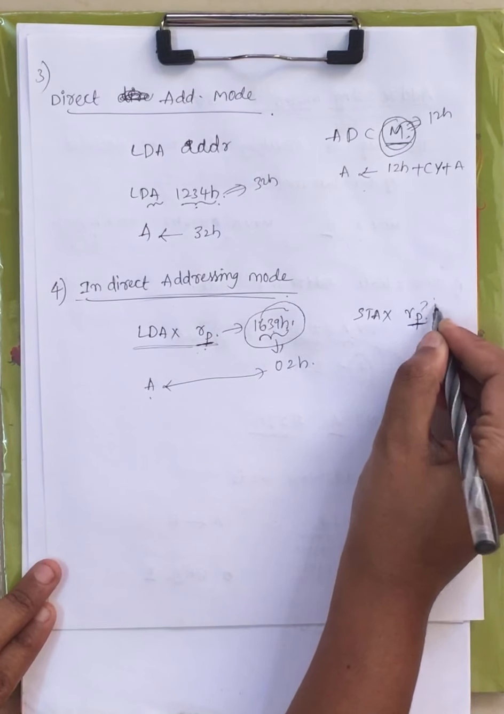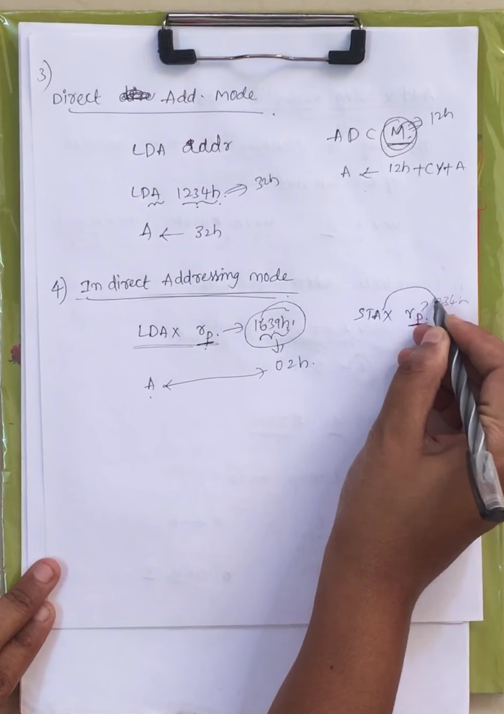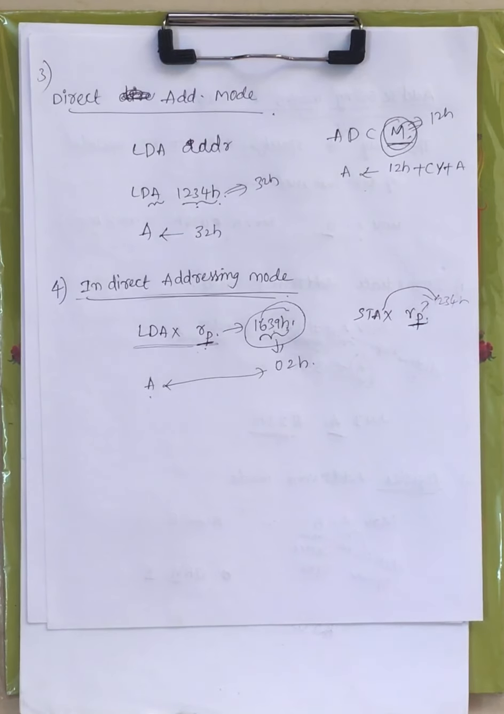Now RP will point to some memory location, 1234H. To this you are moving the accumulator contents, right? Indirectly you are specifying the memory location. Here one of the operands is a register pair that is pointing to a memory location. Since we are indirectly pointing to a memory location by a register pair, that's why it is called indirect addressing mode, right? Now this is about your fourth addressing mode.